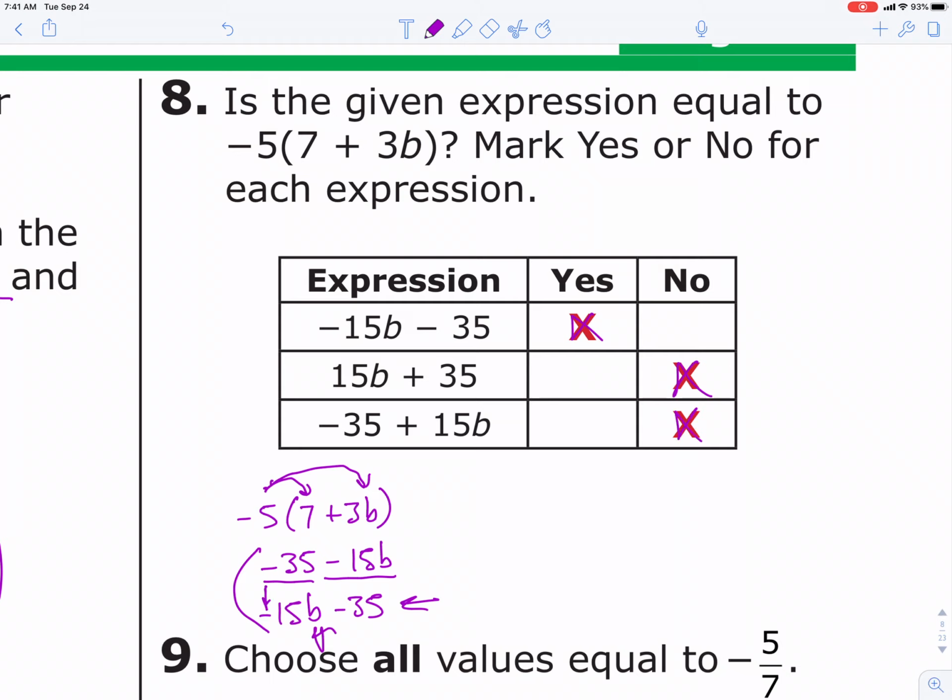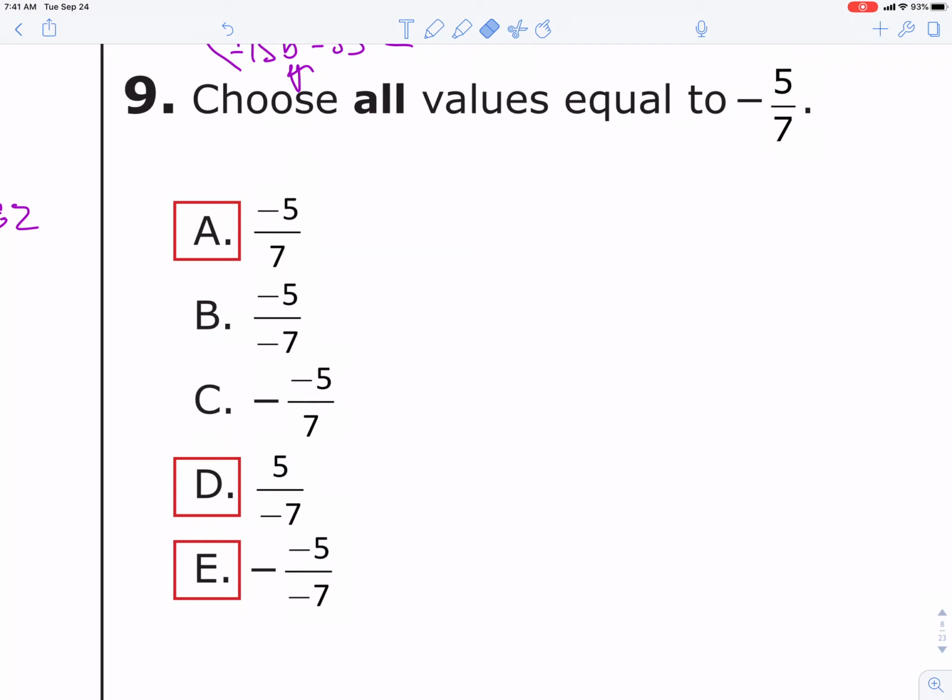Let's move on to number 9. Choose all values equal to -5/7. This one's pretty easy, actually, because all you're looking for, they all have 5/7 in them, right? Every single one of them. So obviously they all have a 5/7 in them, so I don't care about that part. All I care about is the sign. Well, that is a negative.